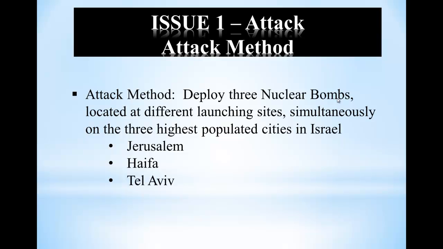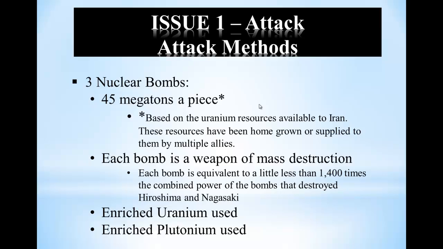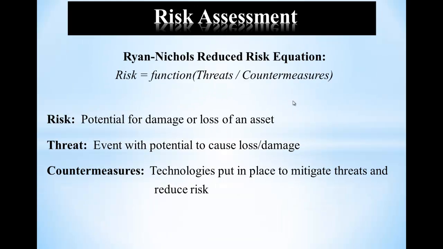The attack method was to deploy 3 nuclear bombs located at different launching sites simultaneously on the 3 highest populated cities in Israel, which are Jerusalem, Haifa, and Tel Aviv. The 3 nuclear bombs were 45 megatons apiece. This was based on the uranium resources available to Iran, and these resources have been homegrown or supplied to them by multiple allies. Each bomb is a weapon of mass destruction, equivalent to a little less than 1,400 times the combined power of the bombs that destroyed Hiroshima and Nagasaki. They're using enriched uranium and enriched plutonium.